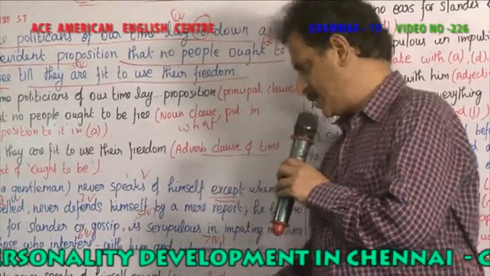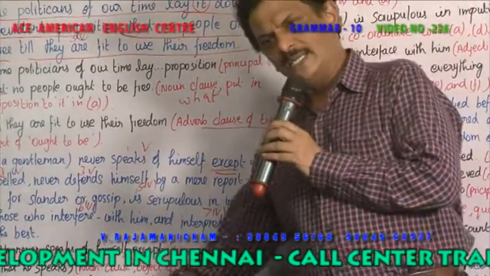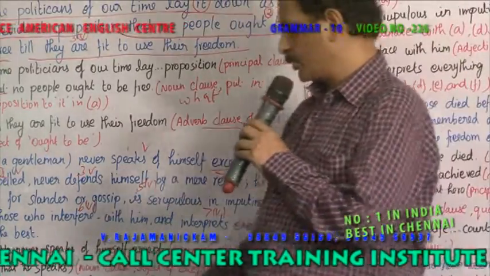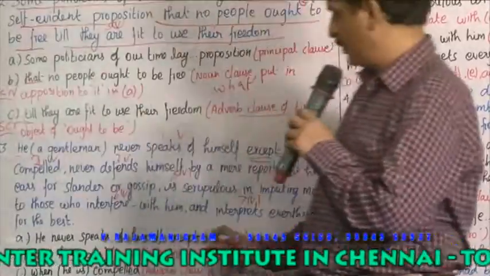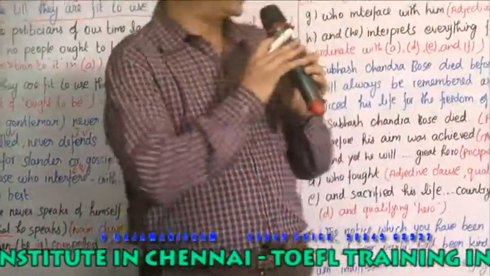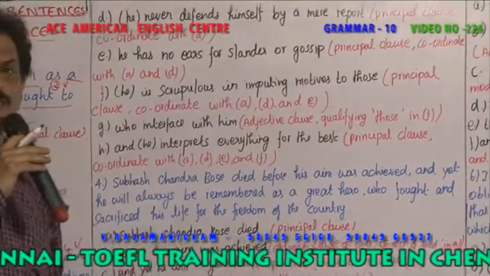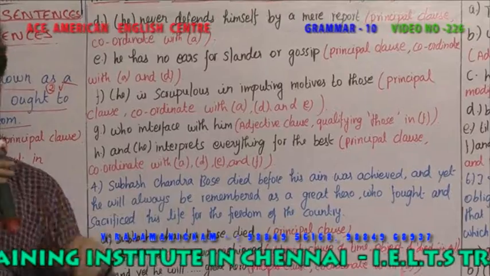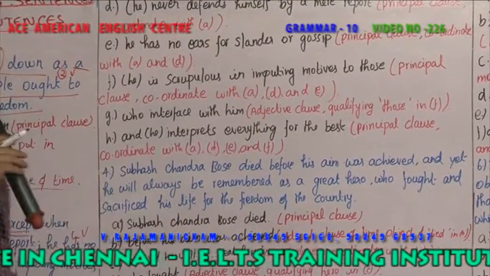So he never speaks of himself becomes the main clause. What he speaks becomes the object of the verb except. When does he speak? When he is compelled becomes an adverb clause of time. You ask a question, when. When that comes, it becomes a noun clause. When is there, it becomes an adverb clause of time. And he never defends himself by a mere report. So one other main clause. That's the reason it comes in two. It stands on its own legs.